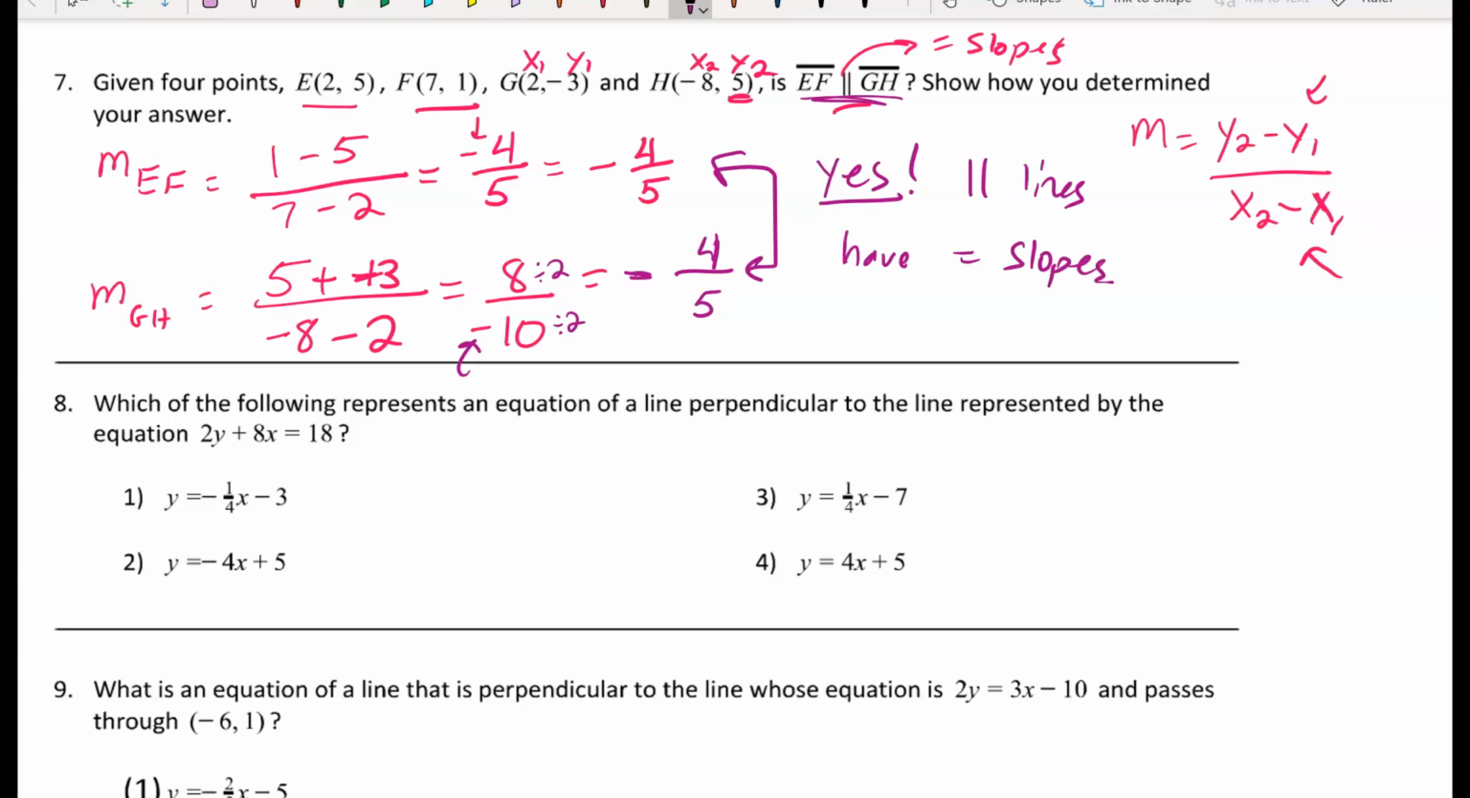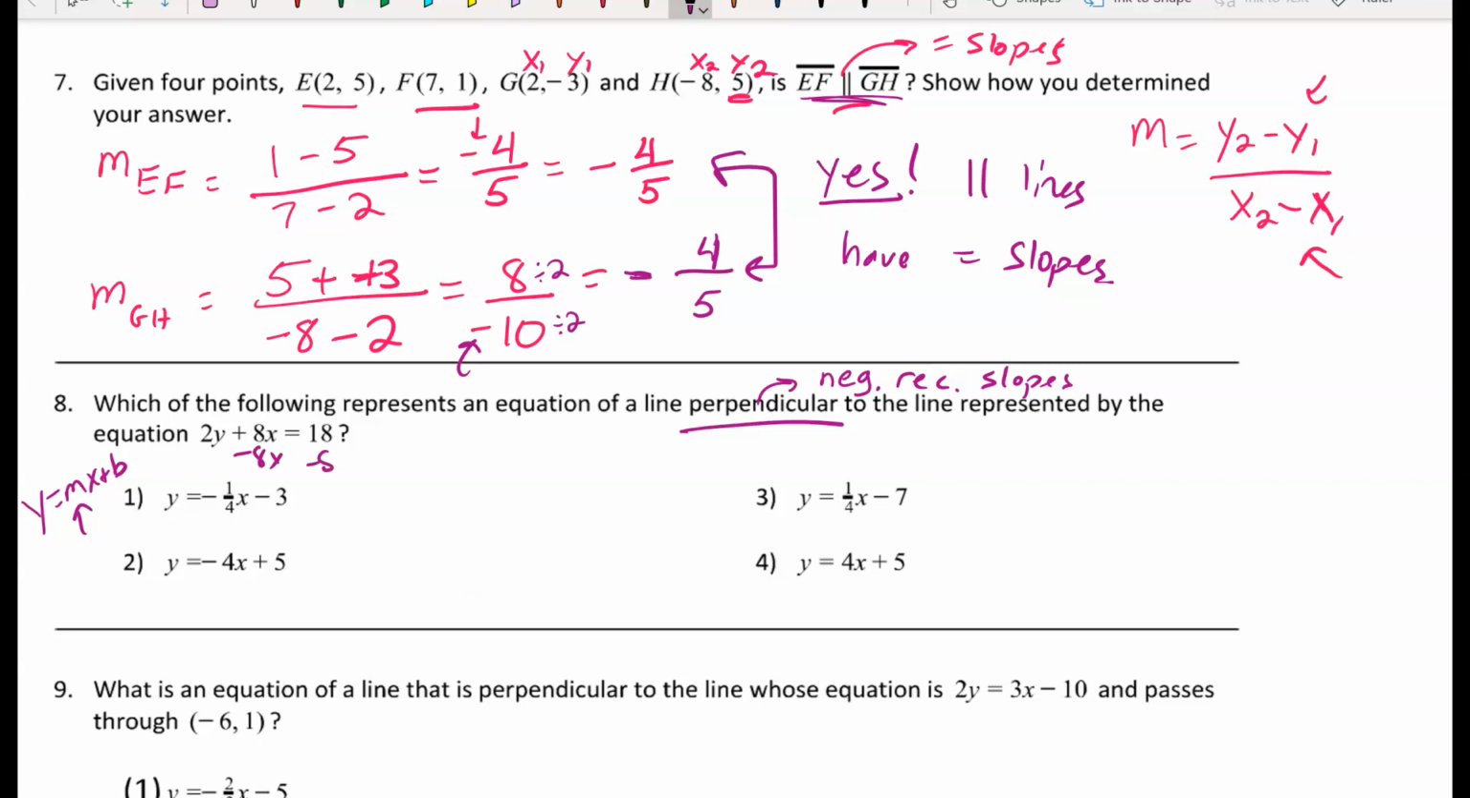For number 8, which of the following represents an equation of a line perpendicular to the line represented by this equation? Again, remember, perpendicular lines have negative reciprocal slopes. So the first thing I'm going to do is rearrange that equation they gave me to find the slope, right? Because if I can get into y equals mx plus b, it's easy to see the slope in front of the x value there.